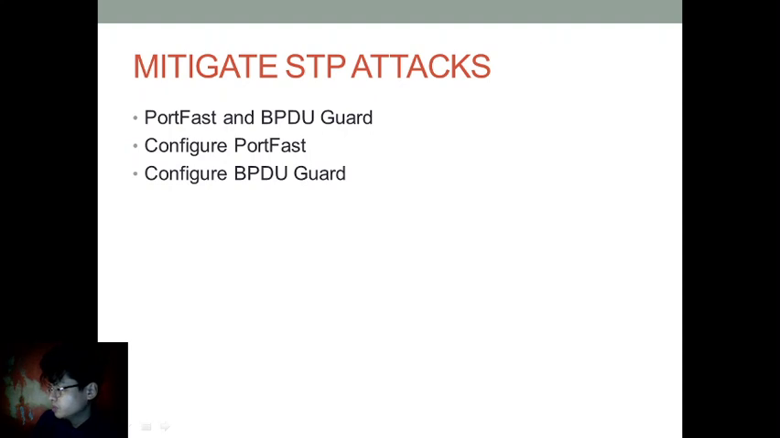Then BPDU Guard can be enabled on a port by using the spanning-tree bpduguard enable interface configuration command. Alternatively, use the spanning-tree portfast bpduguard default global configuration command to globally enable BPDU Guard on all PortFast enabled ports. Then that will conclude all of Chapter 11, which is the switch security configuration.